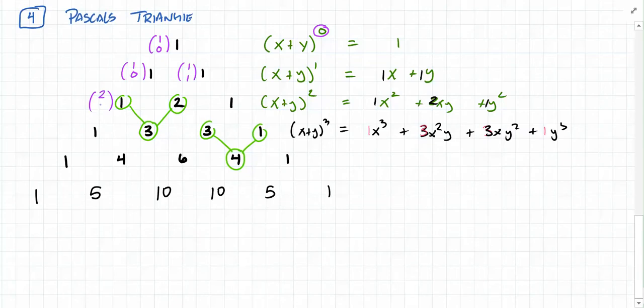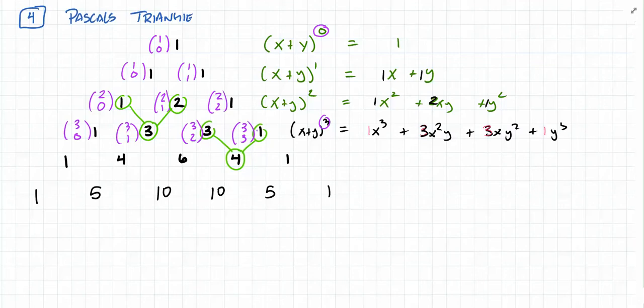Now I'm on the second exponent. What do you think 2 choose 0 is? 1. What do you think 2 choose 1 is? 2. And what do you think 2 choose 2 is? 1. Yeah, okay. Now I'm on the third exponent. What do you think 3 choose 0 is? Well, it's 1. What do you think 3 choose 1 is? What do you think 3 choose 2 is? And what do you think 3 choose 3 is? So notice that those 1s are taking up the ends of our pyramid, right? Because there's one way to choose nothing, and there's one way to choose everything.